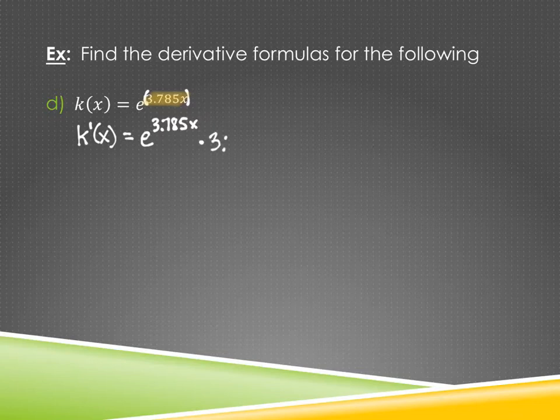3.785. Right. You can put the dot there. Or you may want to put parentheses here instead. Whatever you'd like to do. If you want to move the 3.785 to being in front of the e, that's fine too. It doesn't hurt anything. It's just a constant, okay? But it is multiplied by the e to the 3.785x.